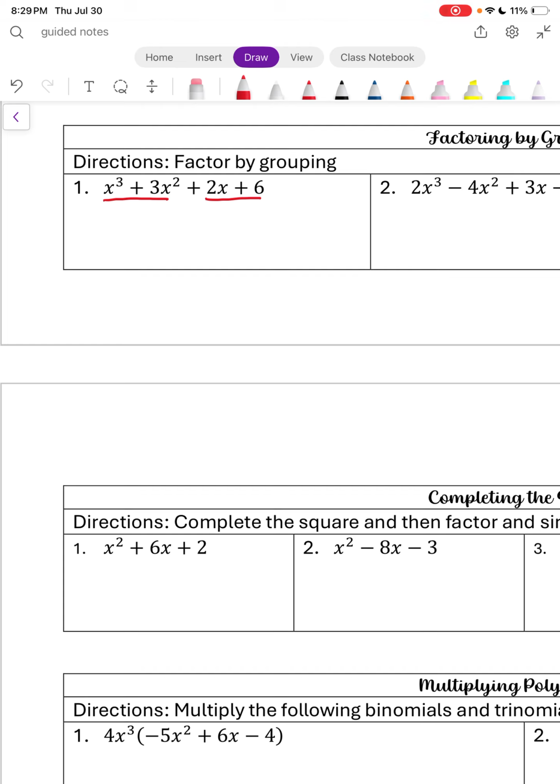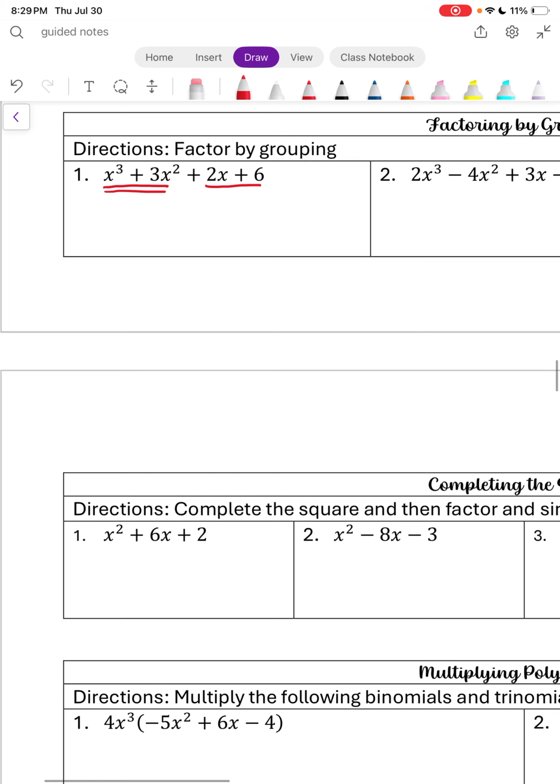First step, put them into groups. Next step, ask yourself what will divide out or what is common in each of the groups. In my first group, I know that both of them have an x squared, and that's about it. I'm going to factor it out of just my first group. When I factor it out, I'm left with an x. Here, when I factor it out, I'm left with a positive 3.